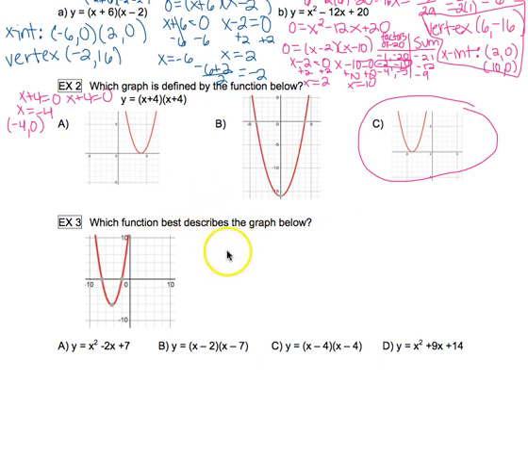All right, example 3, which is our last one. Which function best describes the graph below? So again, you have a couple choices for how you can do this. You can look at this and you can say, okay, this appears to be counting by 2 on the axis. So this is negative 2, 0, 2, 4, 6. This would be 8, and this is 6, so this would be negative 7, 0.